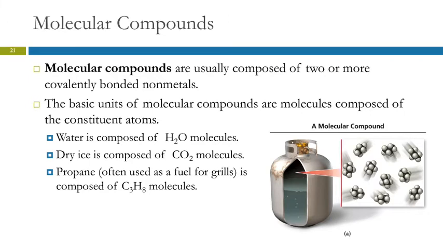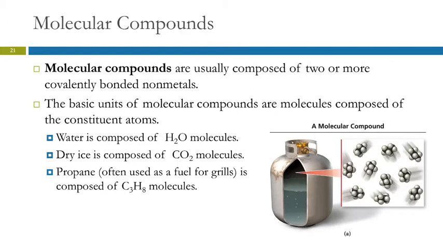So molecular compounds have molecular bonds. They're composed of 2 or more covalently bonded nonmetals. There are no metal elements in molecular compounds in this class. So the basic units are molecules, such as water, H2O molecules. Dry ice is CO2 molecules. Propane, which you may have in a canister like this on your back patio, is C3H8. And so looking at the individual particles in there, these are the space-filling models, has 3 carbons and 8 hydrogens.